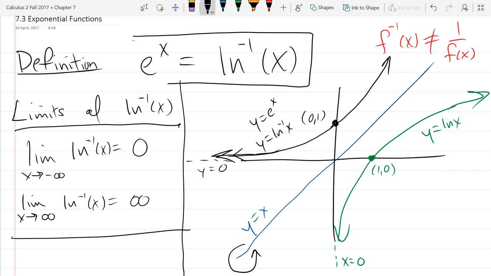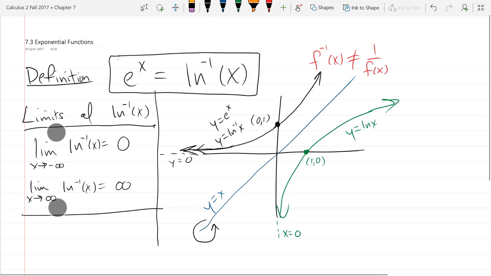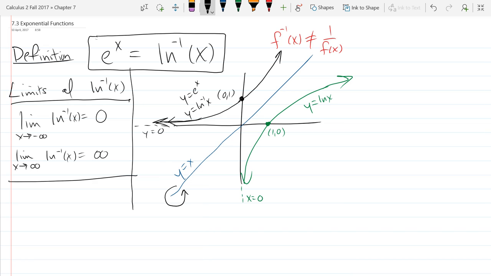The definition here is very useful and very important. So I'm going to interchangeably write e to the x and ln inverse of x. They're the same thing. Depending on what I feel like writing, I'll write one or the other. There'll be certain times where it's way more clear to use ln inverse than it is to use e to the x. So look for some algebraic properties.